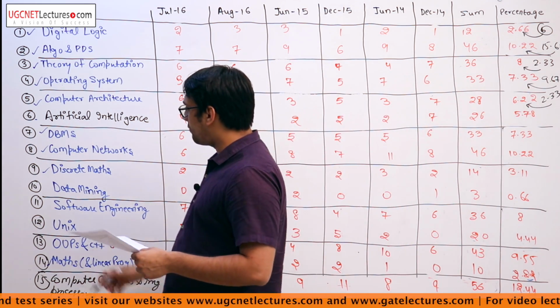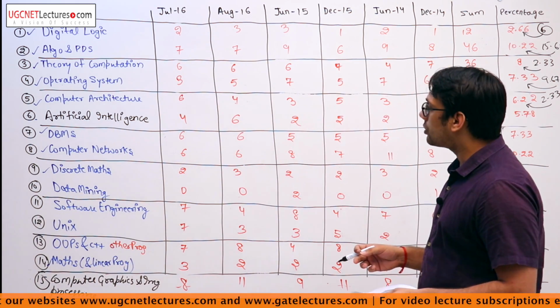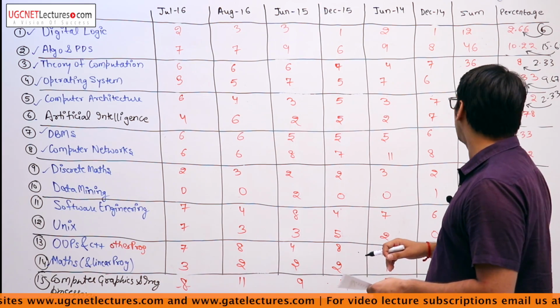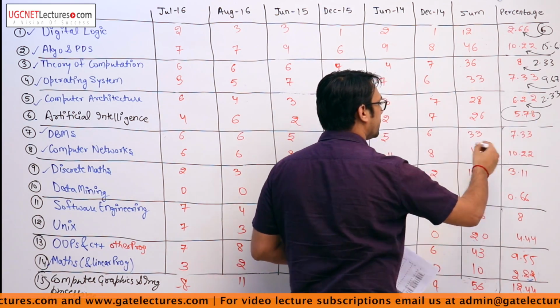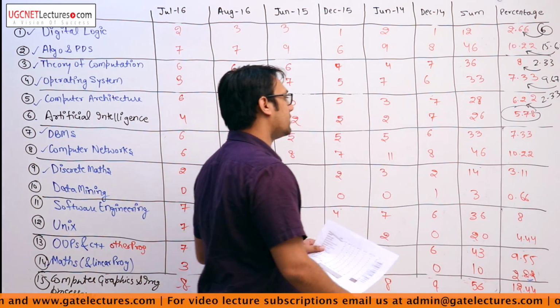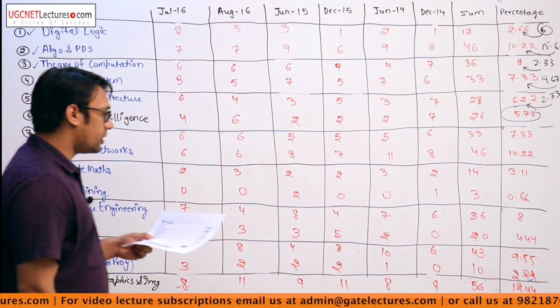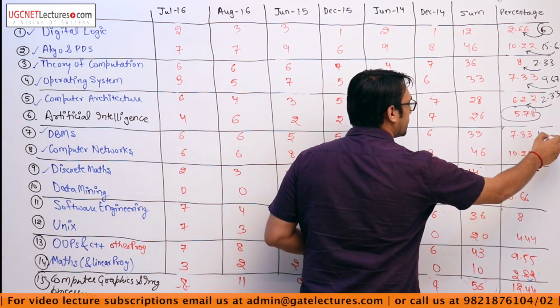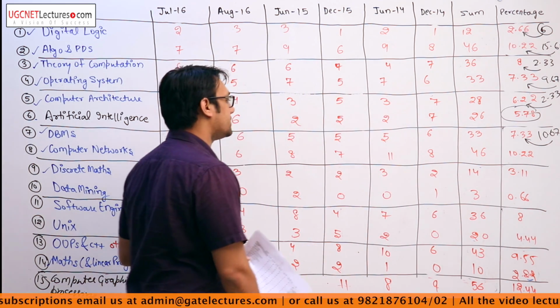And then we have artificial intelligence. This artificial intelligence subject was not there in paper 2, it is there in paper 3. In this case artificial intelligence is a new subject which is contributing 5.78%, which was not there previously. Then DBMS was contributing 10.67%, which is now decreased to 7.33%.